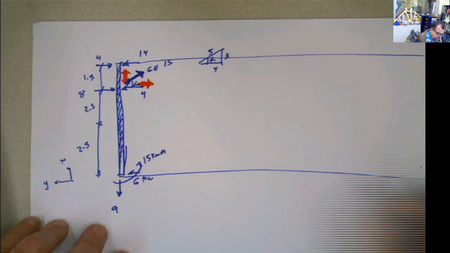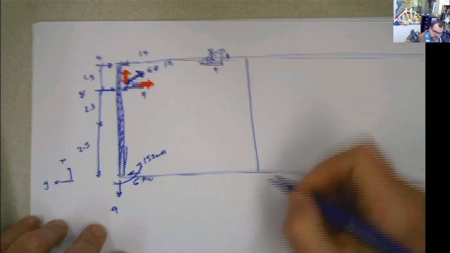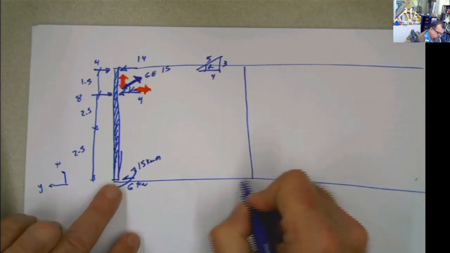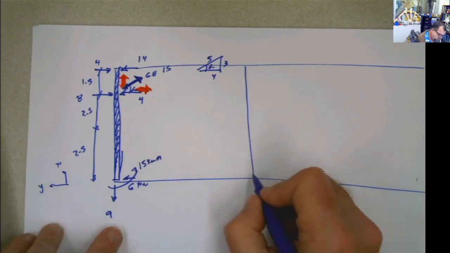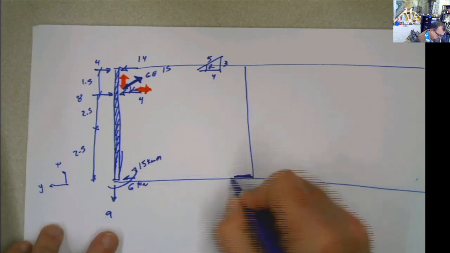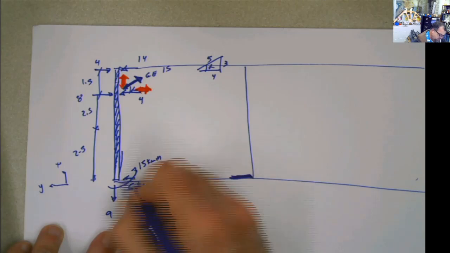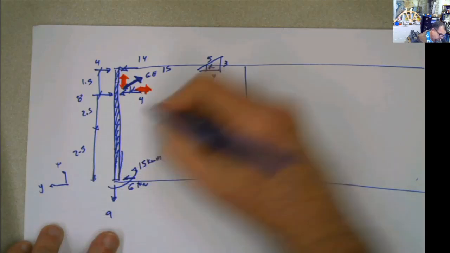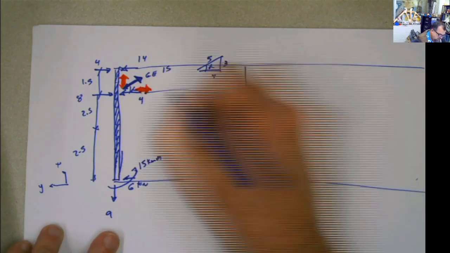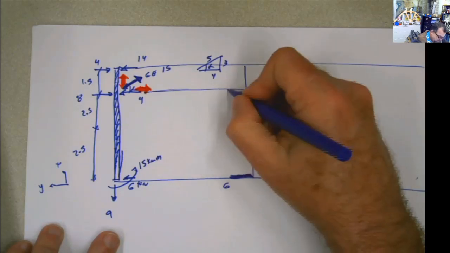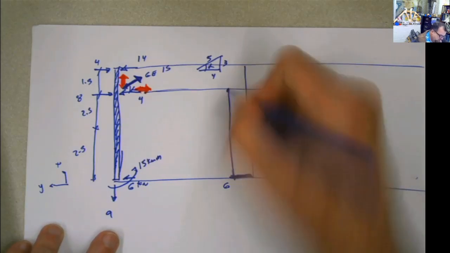shear moment diagram. So let's start with the shear diagram. Do you have any concentrated force acting here? Yeah, of course, sure. 6. So that's gonna be 6. Jump up, 6. Between these two points, nothing, constant. Now you go to this point.